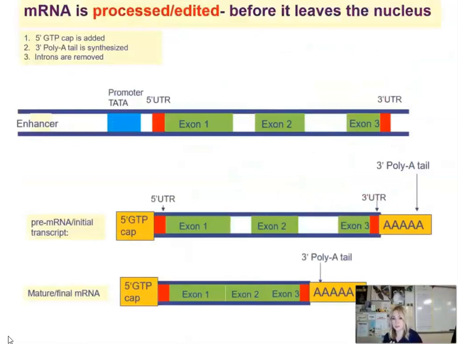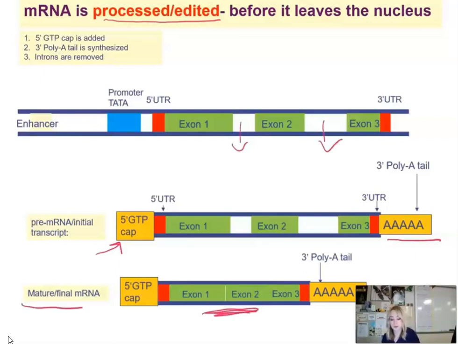So when we transcribe mRNA, before it can leave the nucleus, it has to be edited. We call this process mRNA processing or editing. Three things are going to happen during this process. We will have a 5' GTP cap added to the transcript. We will have a poly A tail added to the transcript. And then also we're going to be removing introns. Remember, this part was an intron and this part was an intron. And you can see your final mature mRNA molecule does not have any introns. So let's talk about each a little bit more.